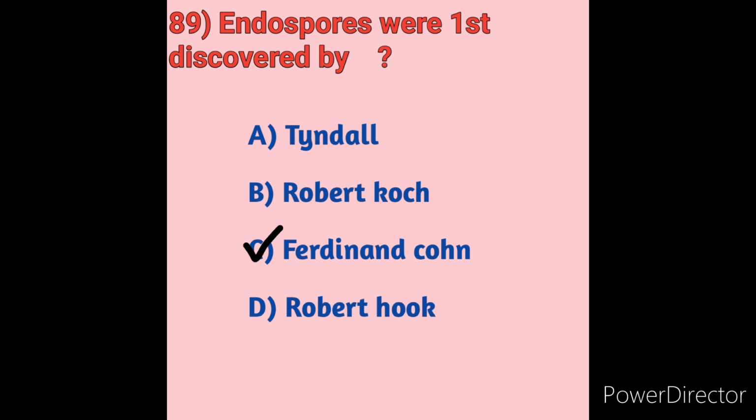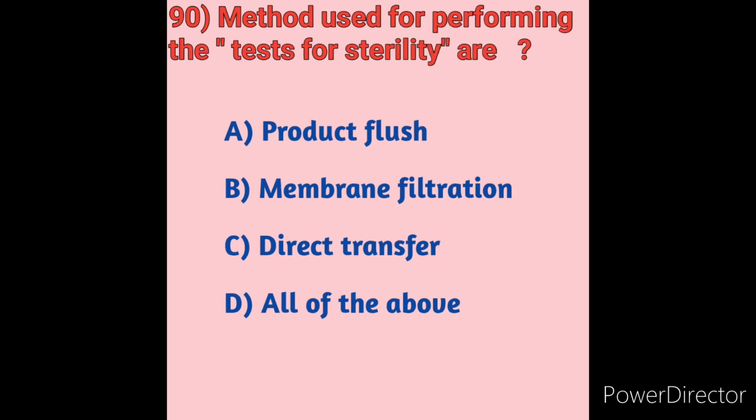Next, we will move on to question number 90. What method is used for performing a test for sterility? We will see the options here. Option A, product flush. Option B, membrane filtration. Option C, direct transfer. Option D, all of the above.